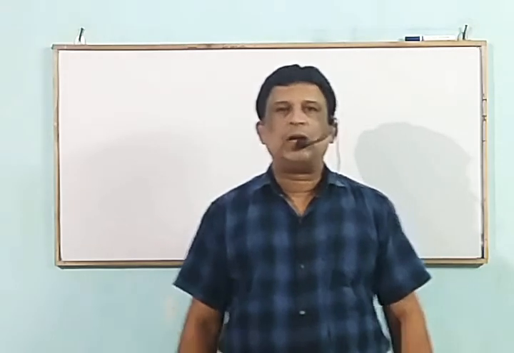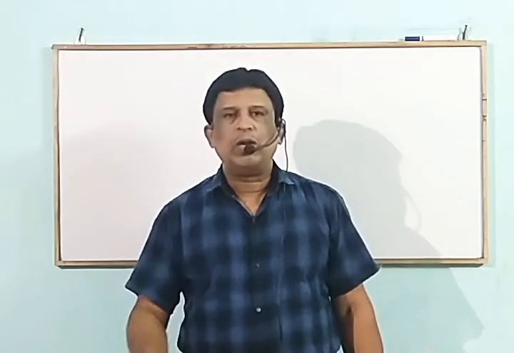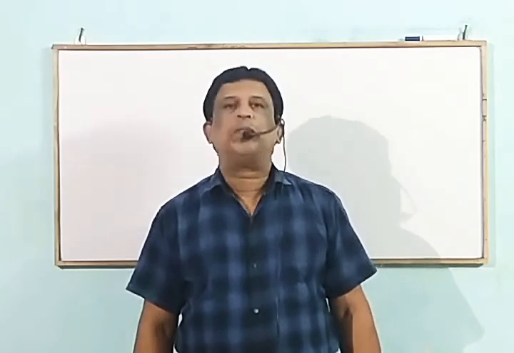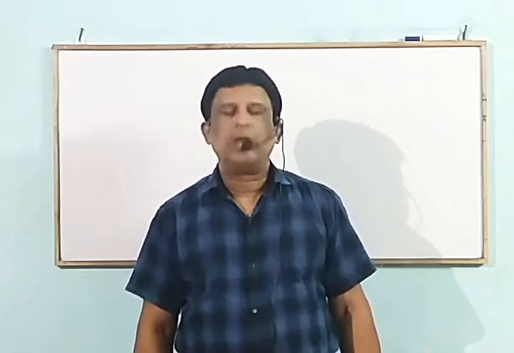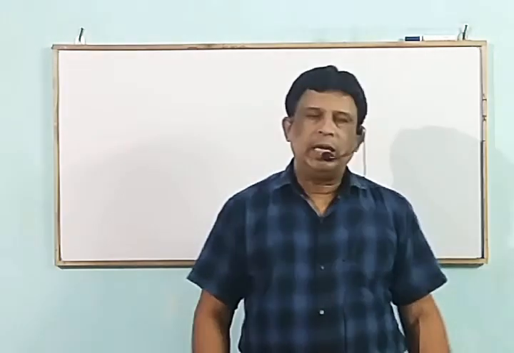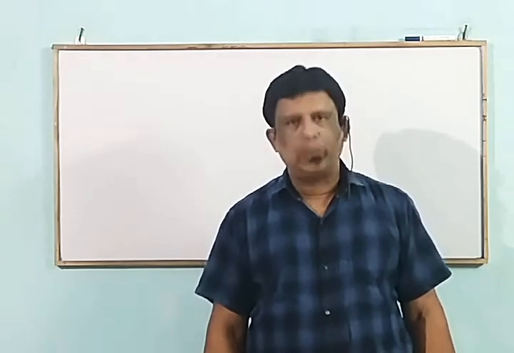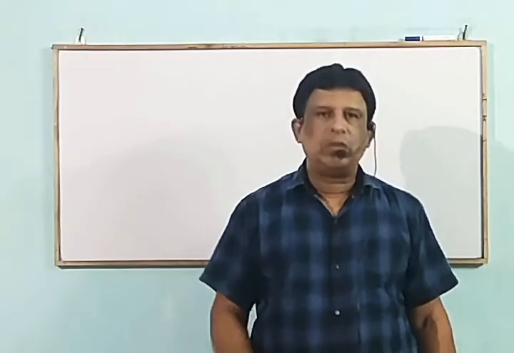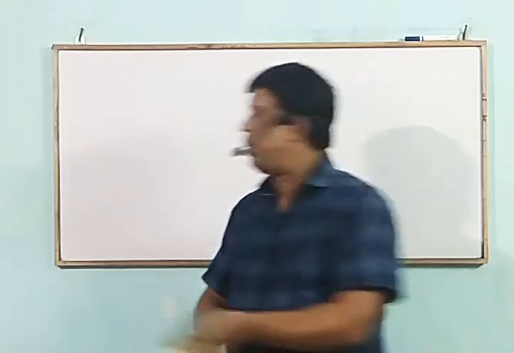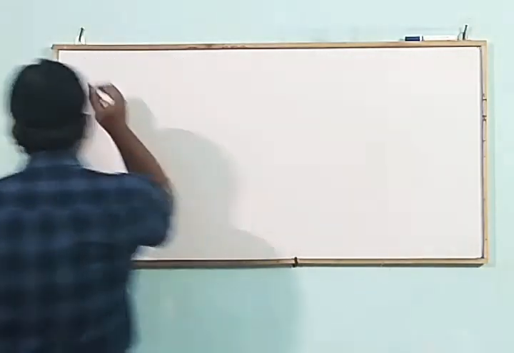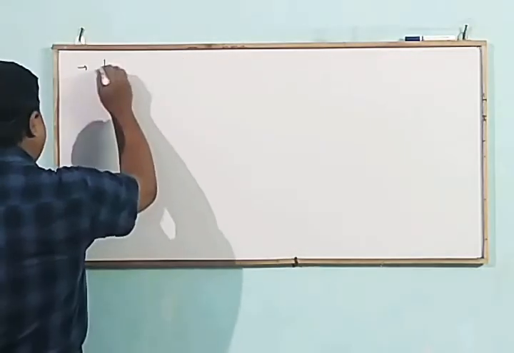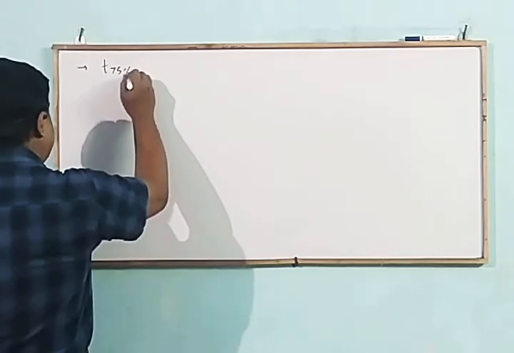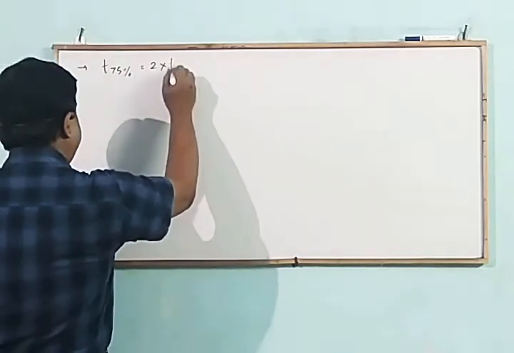So before starting the class, let us solve one or two problems relating to the previous class. That means we covered first order kinetics, and some relations are there. I repeat, 2 to 3 relations are there. Mark that. That is T 75% is equal to 2 T half.